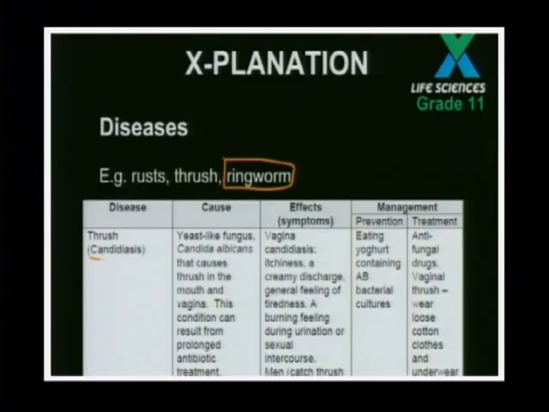Thrush is correctly called candidiasis. That is the disease name and the common name, thrush. What is thrush caused by? A special fungus called Candida albicans. And albicans means white, so it's literally the white fungus. This fungus can grow in the mouth and in the vagina. It can also grow through the intestines, and it can grow through the anus as well.